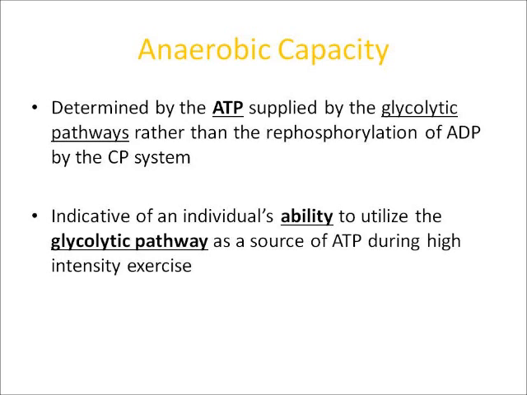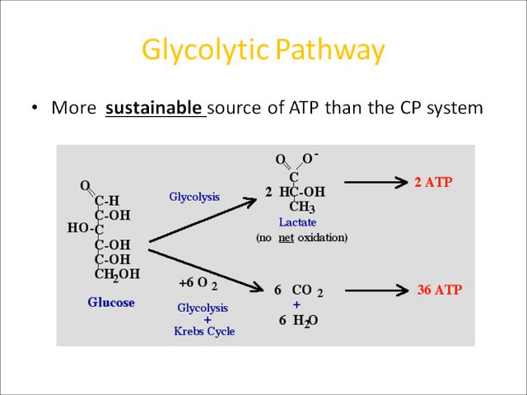Anaerobic capacity is determined by the ATP supplied by the glycolytic pathways. So your blank is ATP and glycolytic pathways, rather than the rephosphorylation of ADP by the CP system. It is indicative of the individual's ability to utilize the glycolytic pathway as a source of ATP during high-intensity exercise. Next slide is the glycolytic pathway. It is a more sustainable source of ATP than the CP system. You don't need to memorize that reaction, but have an idea of what that looks like.